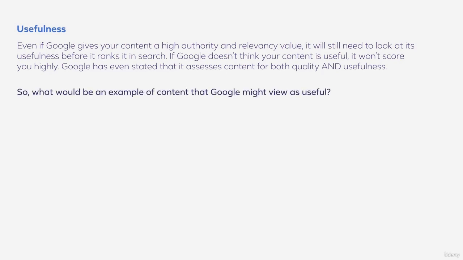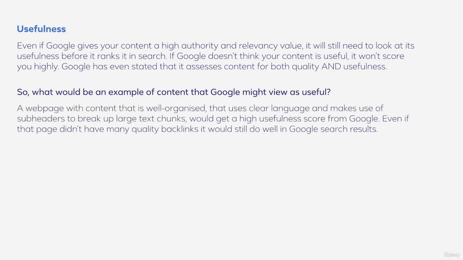So, what would be an example of content that Google might view as useful? A web page with content that is well organized, that uses clear language and makes use of subheaders to break up large text chunks. It would get a high usefulness score from Google. Even if that page didn't have many quality backlinks, it would still do well in Google search results.